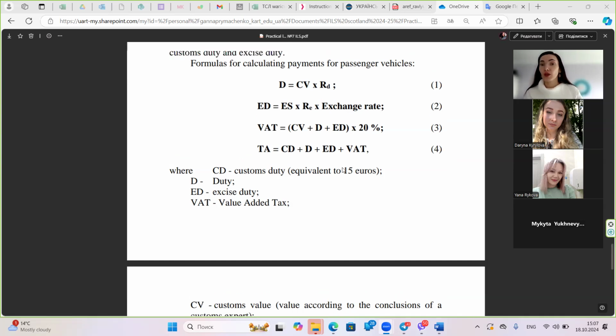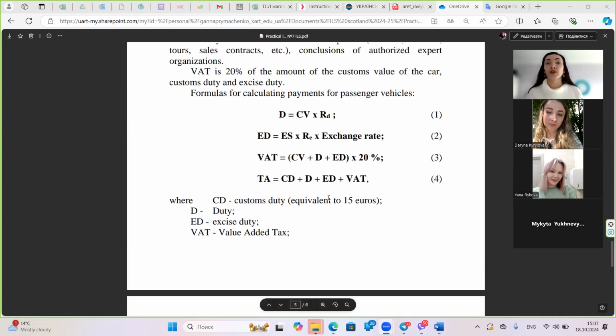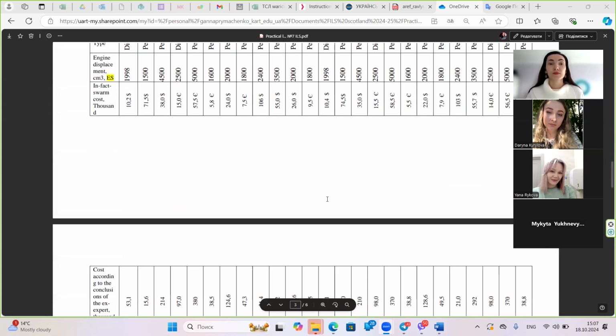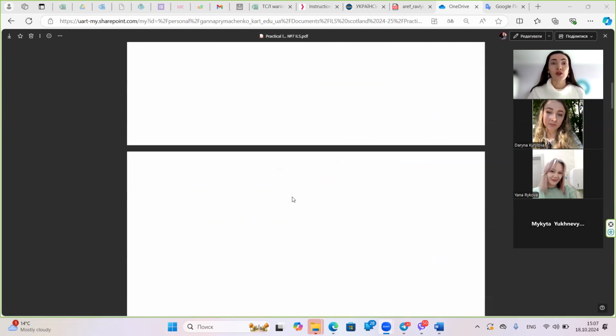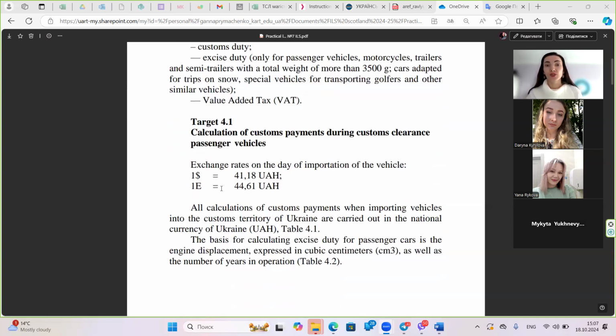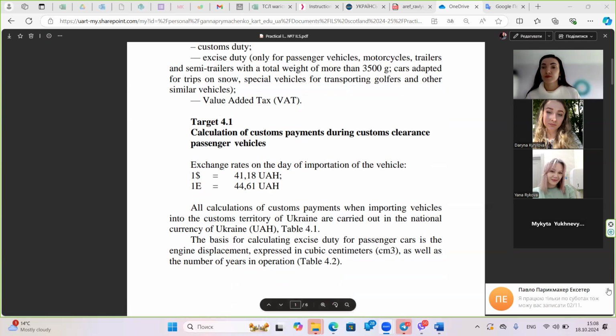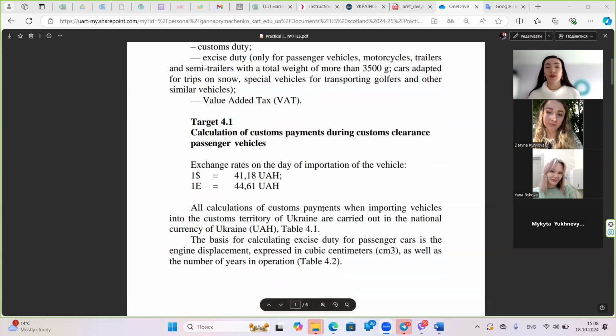Now I show the course of today. It is the information on our first page. 1 euro, it is 44.61 hryvnias. Yes, right, please, the courses.